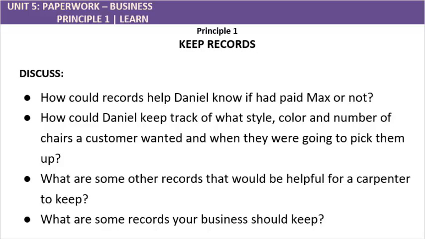Okay, so now that you'll be able to write the things that your business needs, at least 3 things, kindly decide how you keep track of those records. Those 3 things that you've written, those 3 records that you think your business should keep. Kindly decide how you keep track of those 3 things and where you are going to keep those records so that you can always use them.